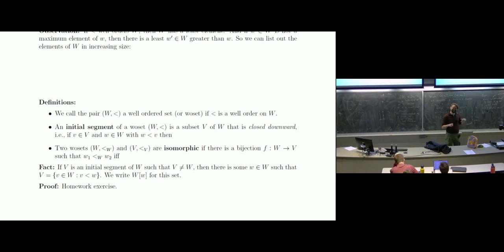This is not true in non-well orders. You can think about it. But the idea is, let's say you've got a proper initial segment of a well order. That means there's something not in that initial segment, right? Because it's proper. And that means there is a least such thing, because it's a well order. Right? And then my initial segment will be the set of things smaller than the least thing not in the initial segment. So there's your homework exercise: understand and prove that.